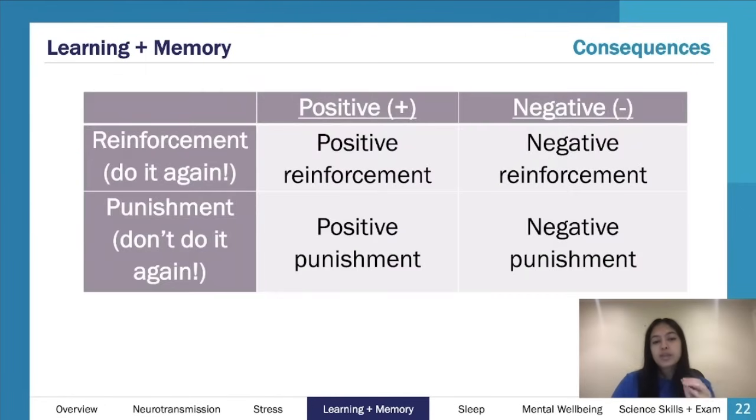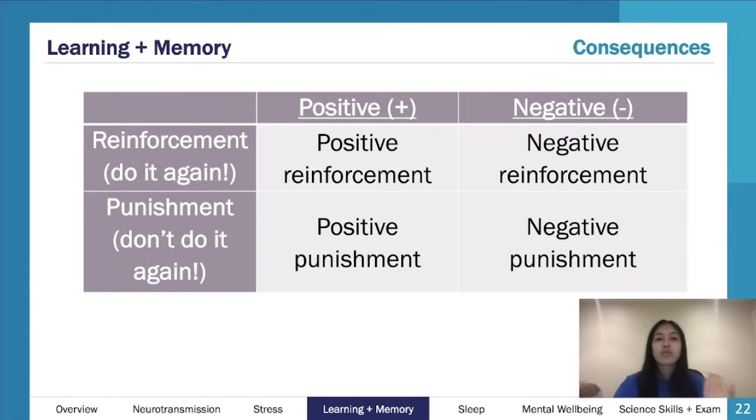In terms of that, it's really important to understand these terms. VCAA will highly likely ask you to differentiate them either in a short answer or a multiple choice question. Your positive and your negative, it means to give something or to take something away. It doesn't mean a positive, like a good thing or a bad thing. It means giving something or taking something away.